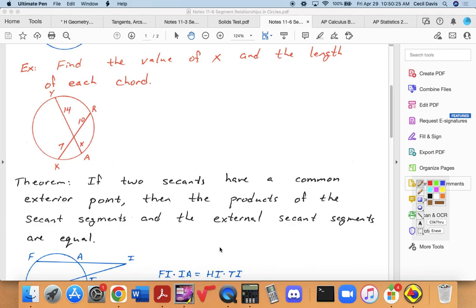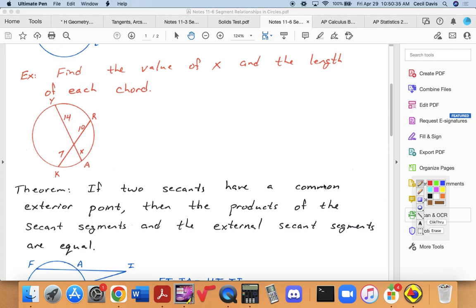So here we want to find the value of x and the length of each chord. Here I know that the two parts of chord YA multiplied together, 14 times x, is going to be equal to the two parts of the other chord multiplied together, 7 times 10. So 14x is 70. We get that the length of x is 5.